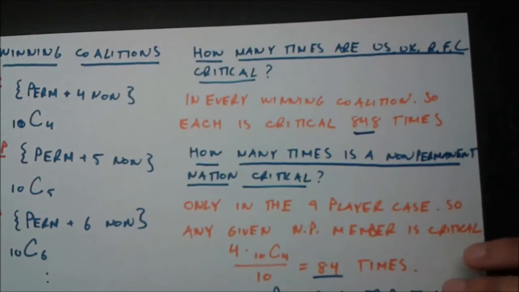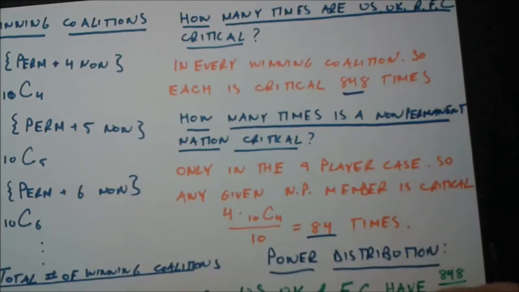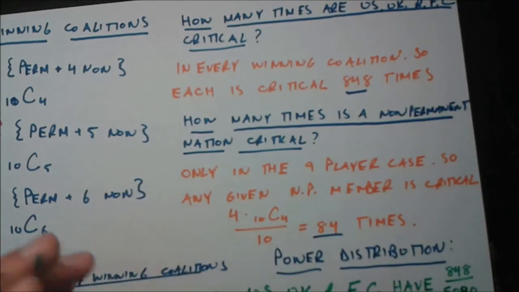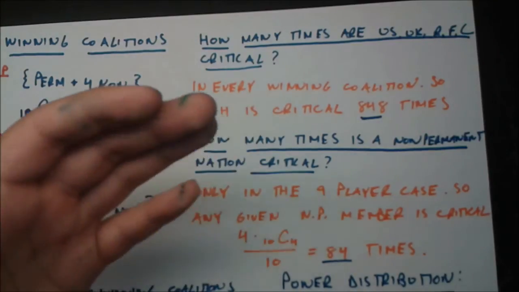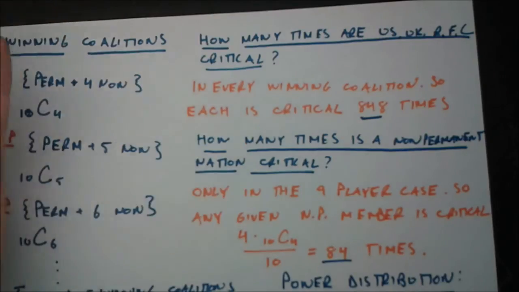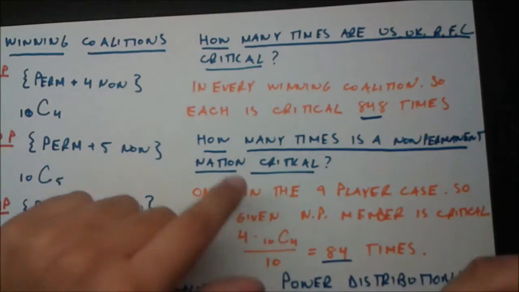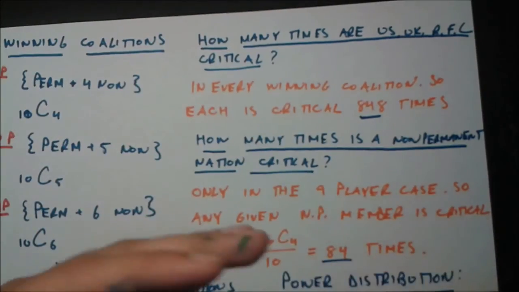Now, how many times are the United States, United Kingdom, Russia, France, and China critical? How many times do they have orange lines under them in each of these 848? Well, it turns out every single time, because they have to be in every single winning coalition. If any of them is not in a coalition, then by definition it is not a winning coalition. So each of them is critical 848 times. Every time there's a winning coalition, each of them is critical.